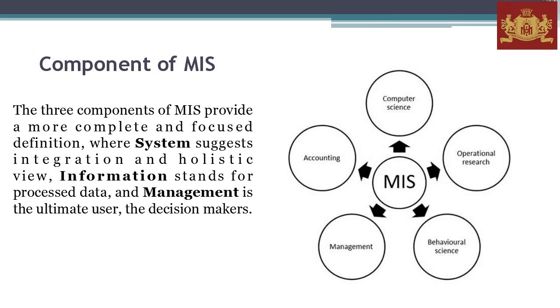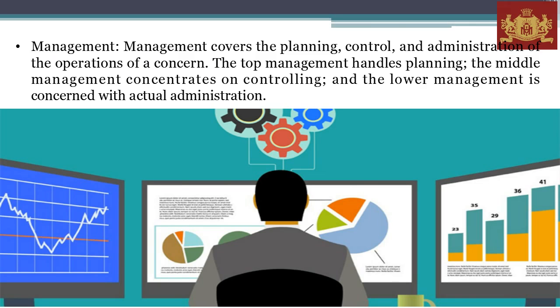The three components of MIS provide a more complete and focused definition, where system suggests integration and holistic view, information stands for processed data, and management is the ultimate user, the decision makers. Management. Management covers the planning, control, and administration of the operations of a concern. The top management handles planning, the middle management concentrates on controlling, and the lower management is concerned with actual administration.